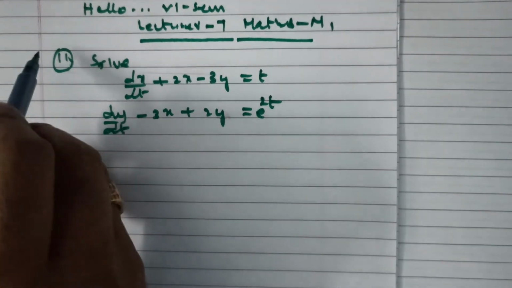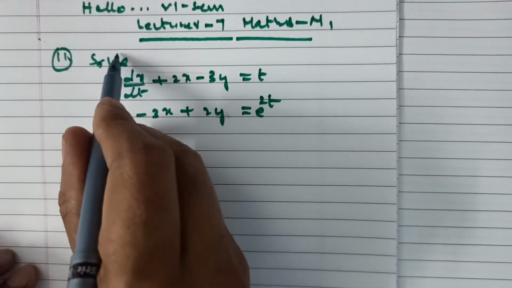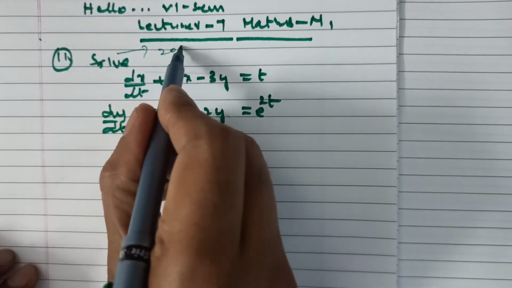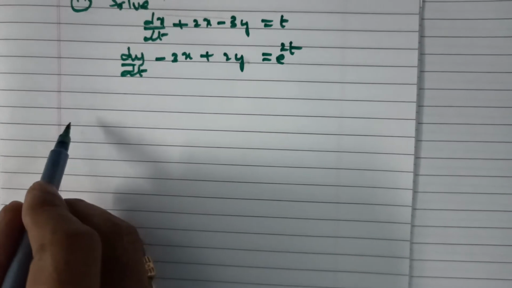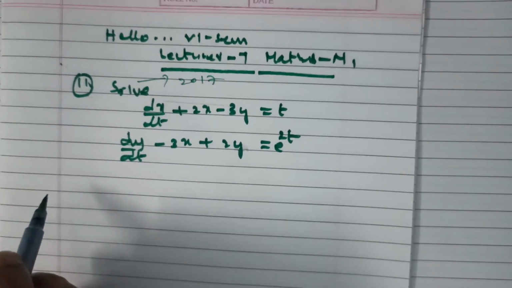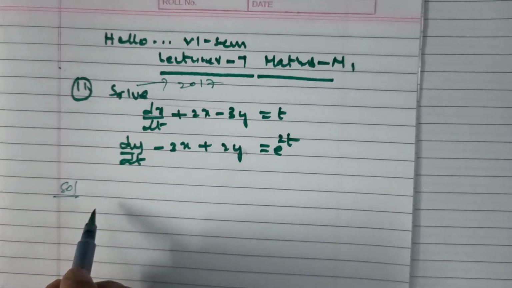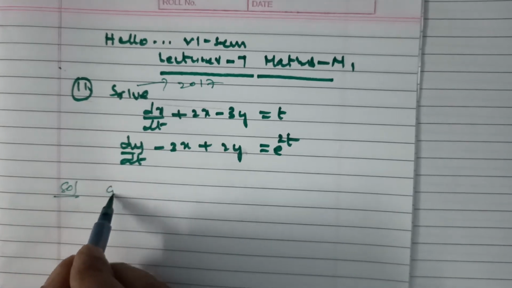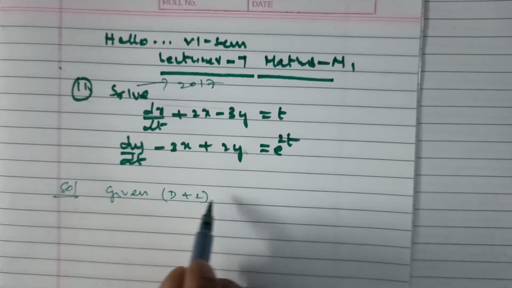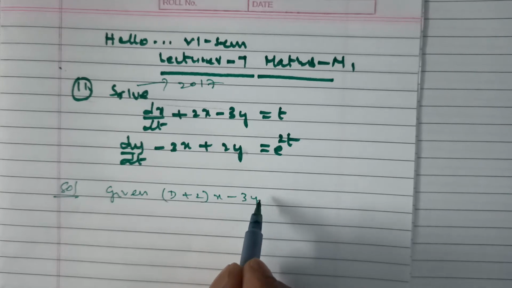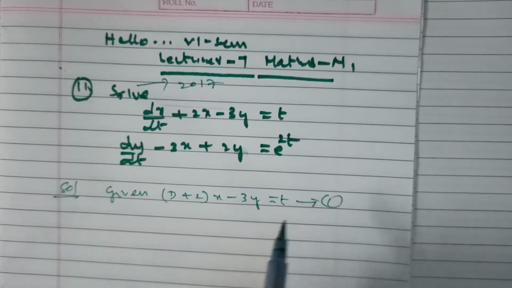This problem was asked in 2017. Solution. Given (D plus 2) of x minus 3y is equal to t. Take this equation as 1.